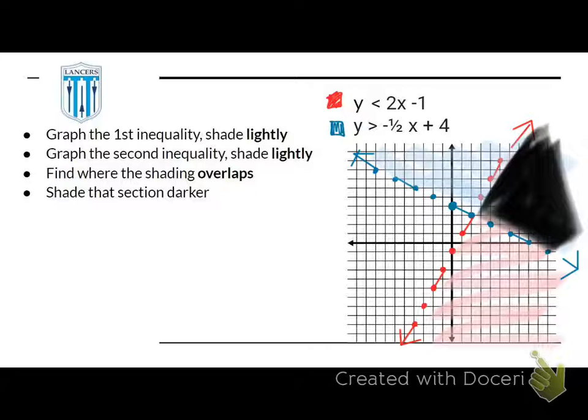If all of your shading looks to be about the same color and you don't go over your answer section darker, you're not going to get all your points. I need to know for sure what section you are telling me is your answer section. This section contains all of the points, x, comma, y's, that would work in both of these inequalities at the same time.